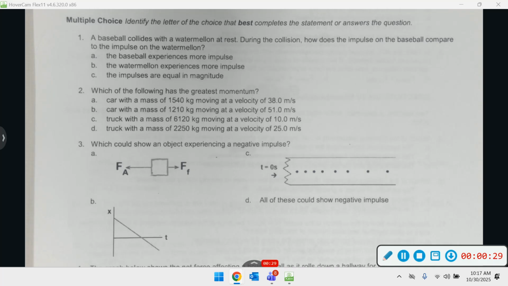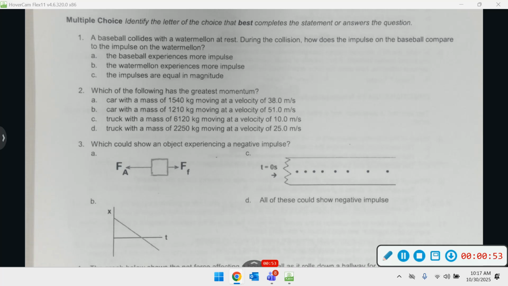Number one says, a baseball collides with a watermelon at rest. During the collision, how does the impulse on the baseball compare to the impulse on the watermelon? And we talked about this in our notes. I told you that any time we have two objects that collide, we've talked about this for a couple units, at least related to this.